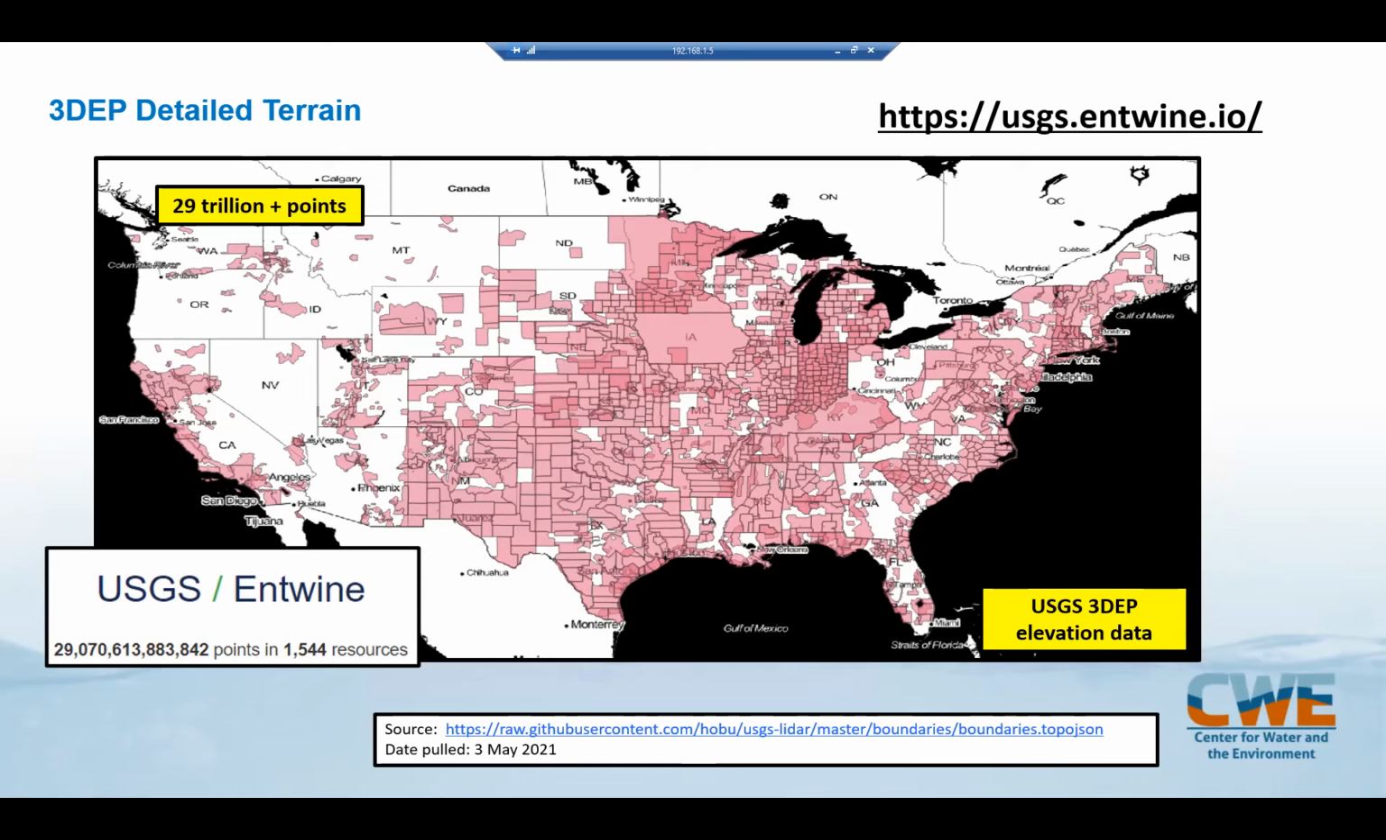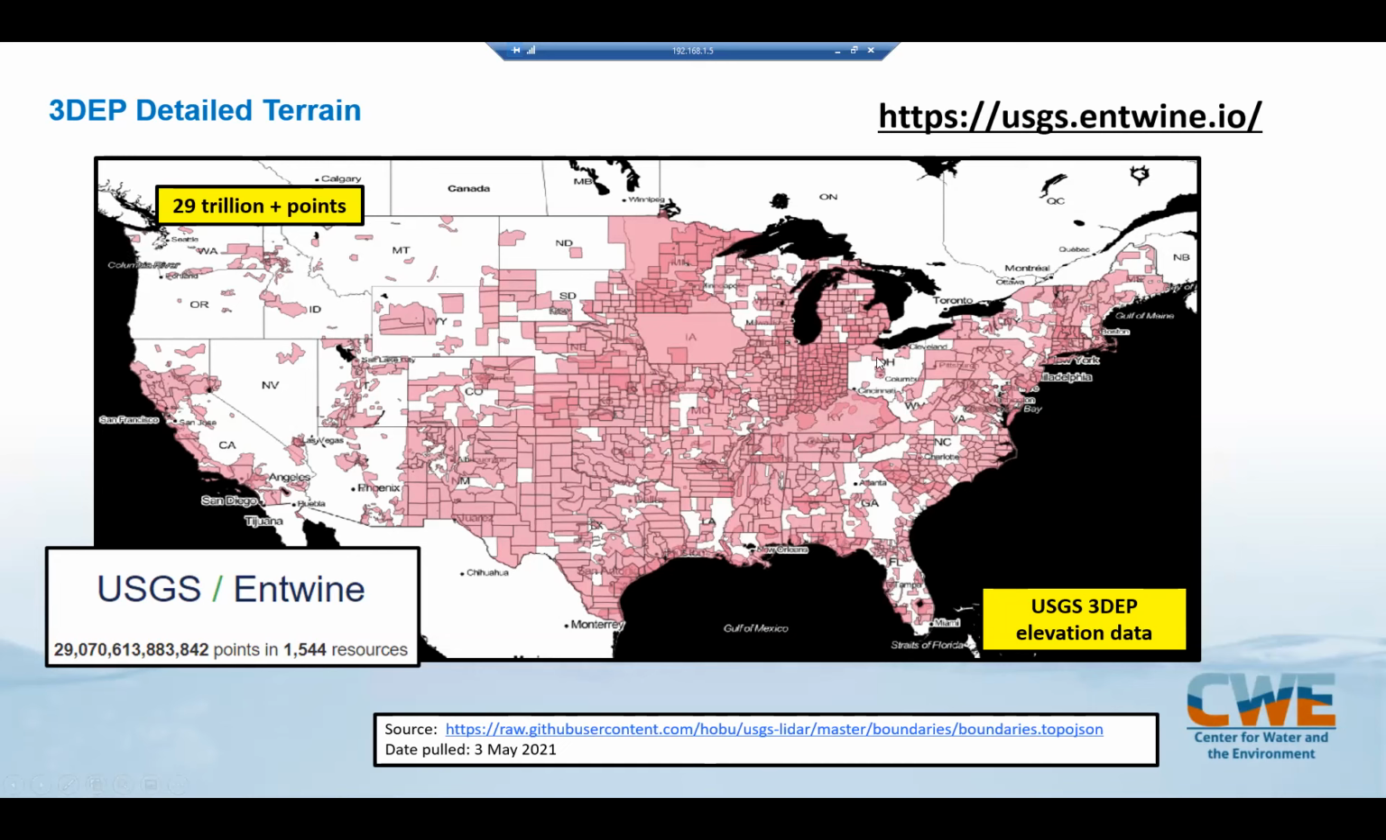Notice that when I pulled this one back in May, there were 29 trillion points in about 1,600 resources. You can think of resources as Entwine point clouds in this case. This changes as new data comes online, gets QC'd, and gets published. It doesn't mean that there isn't terrain data where you're at. It's just not on the USGS server. So you need to keep that in mind as well. There might be an area, if you're up in Montana or North Dakota, where it's just not available.